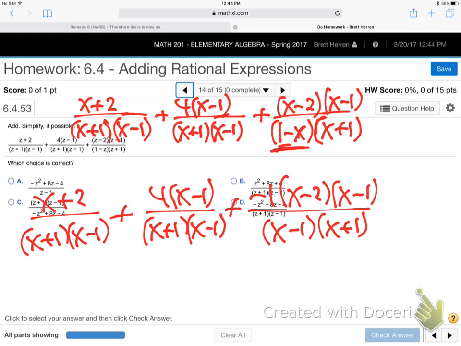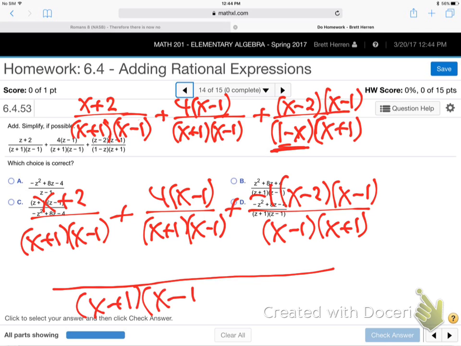All three denominators have an x plus 1 and an x minus 1 in some order. Good? So as soon as the bottoms match, you just combine the tops and you're done. All that other shopping and neighbors and comparing stuff was when the bottoms didn't match. So put them all together. One big common denominator, x plus 1, x minus 1.